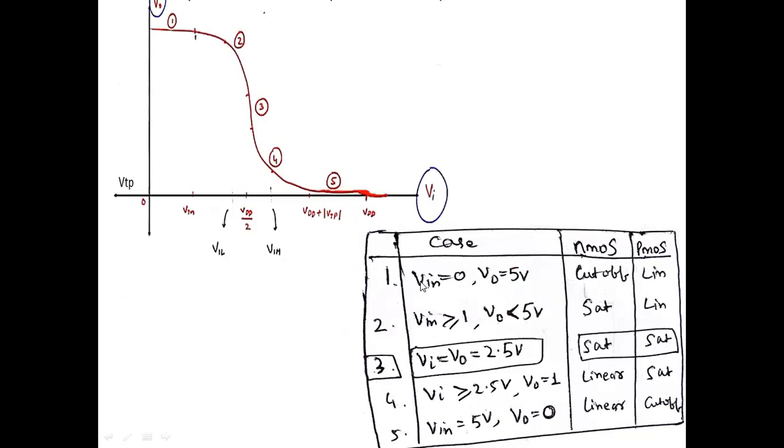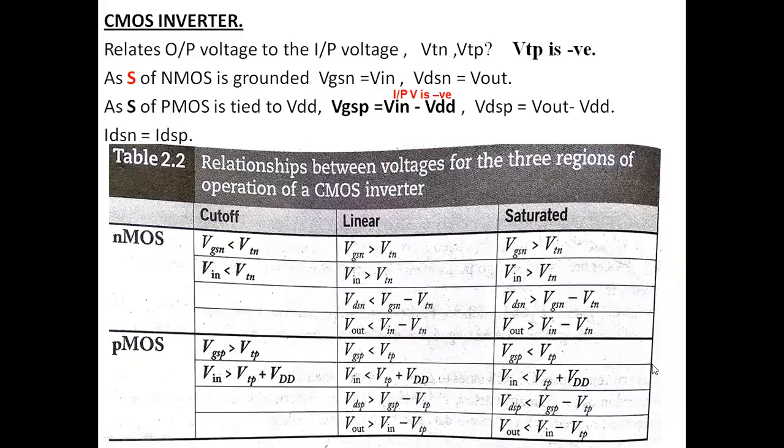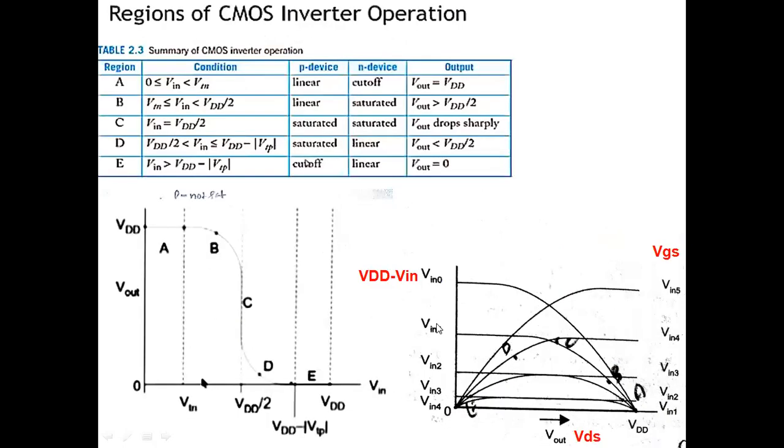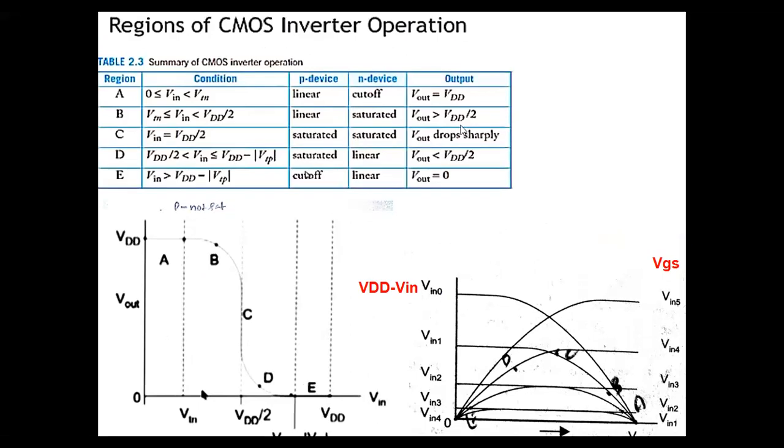In region 1, where Vin is equal to 0, my NMOS will be in the cutoff region. And if Vin is equal to 5 volts, my PMOS will be in the cutoff region. Okay, so these conditions are just overlapped in a graphical manner so as to achieve this particular graph. Again, the same thing is given here: the same DC characteristic curve having 5 regions: A region, B region, C region, D region, and E region.